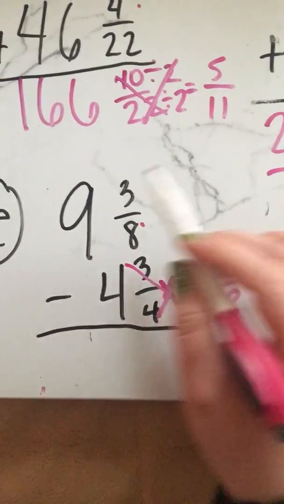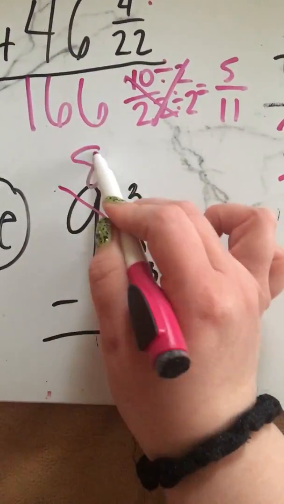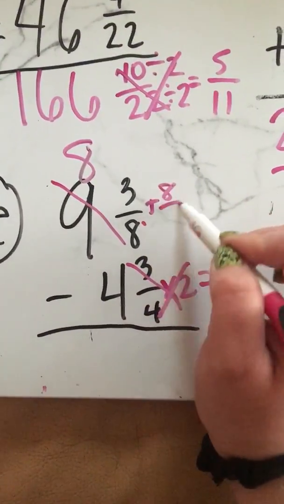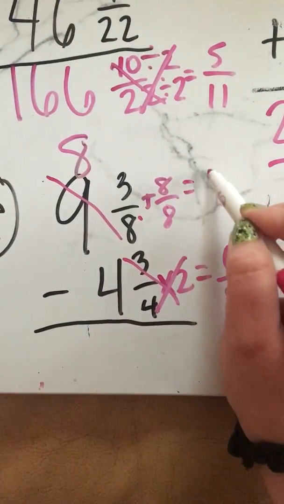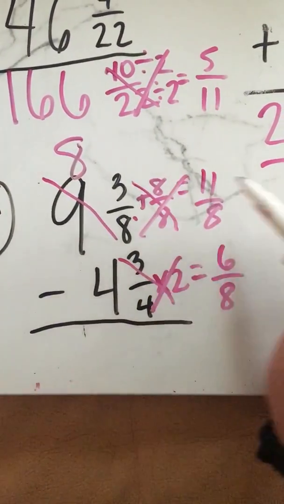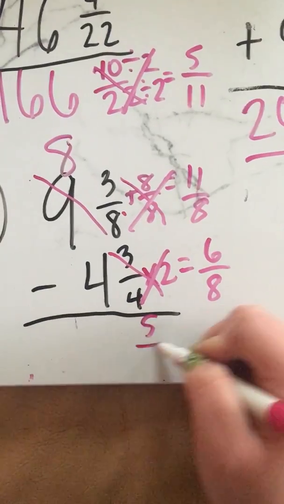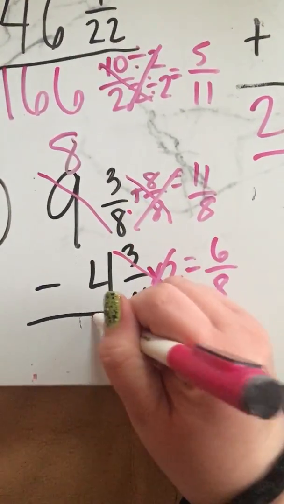I can't do 3 minus 6, so I need to borrow. I add 8/8 to this so that I have something to take away. 11 minus 6 is 5. My 8 stays the same, and 8 minus 4 is 4.